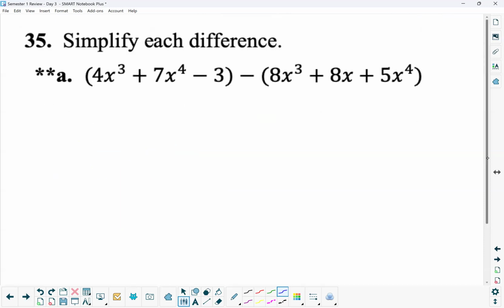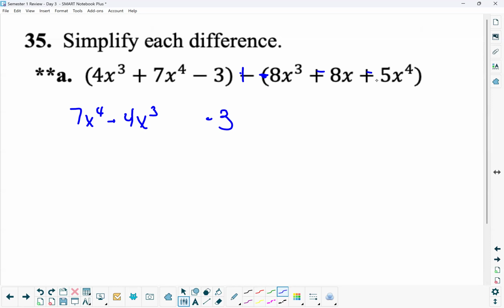Here we have a subtraction problem. So again, I like to change subtraction to addition of the opposite. Again, my first polynomial, I'm just going to write in standard form. 7x to the 4th plus 4x to the 3rd minus 3.